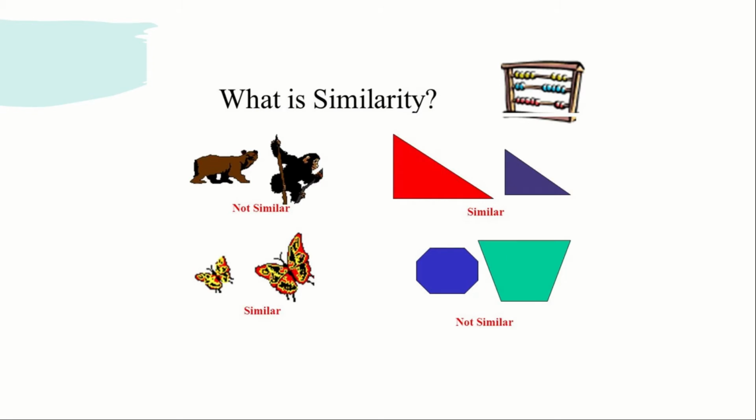So here some similar figures and non-similar figures are given. In the first one, a bear and a chimpanzee. Here these two are of different shapes and sizes. If both differ, they are not similar. In the second case, both are right angle triangles. The shape is the same, but the sizes are different. So these are called similar figures. In the third diagram, two butterflies of the same shape are there, but only the size differs. So it is also a similar figure. In the last example, one is an octagon and another one is a trapezium. So both the shape and the size differ. So it is not similar.